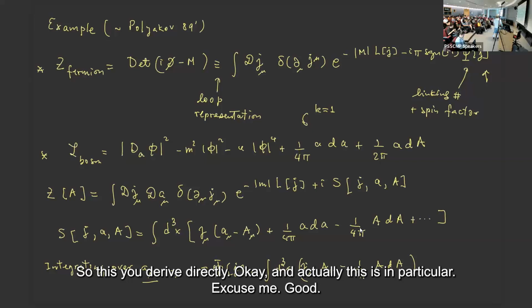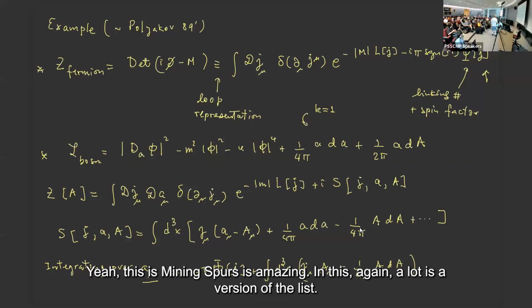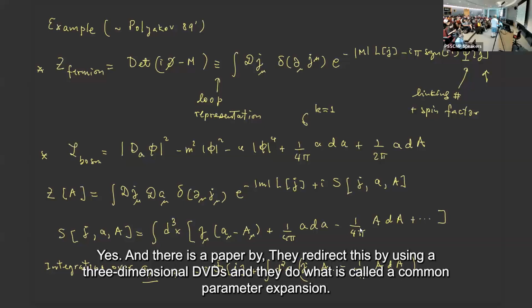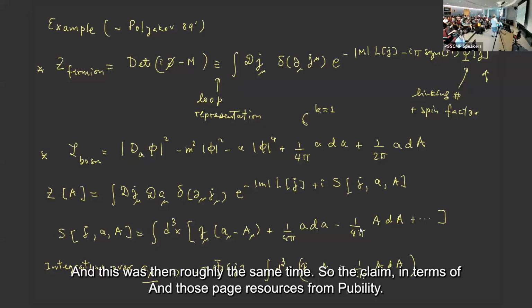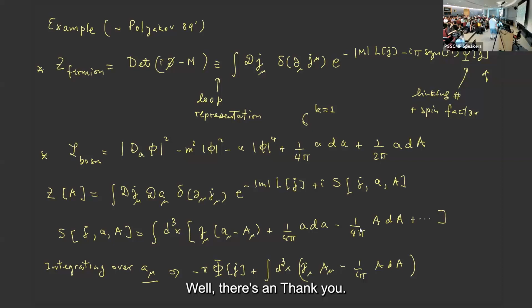Yeah, this expression is amazing. Is there a lattice version of this? Yes, there is a paper by Sri Raghu and collaborators. They re-derive this by using a three-dimensional lattice, and they do what is called a hopping parameter expansion. And they play the game of making one of the doublers heavy and the other one light. I see. And they derive this using, I should have included the reference. And this was done roughly at the same time. So the paper we heard is in 2018, and that paper is also from 2018. So there is a derivation of it with a lattice. That's good. Okay. Thank you. I should have said.